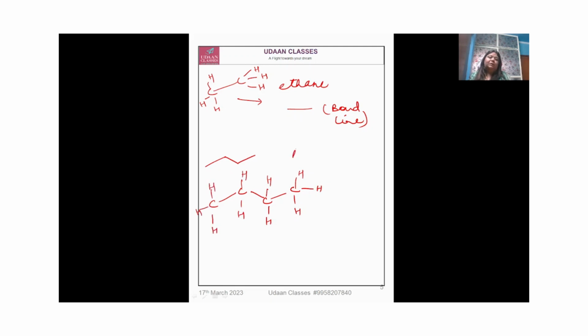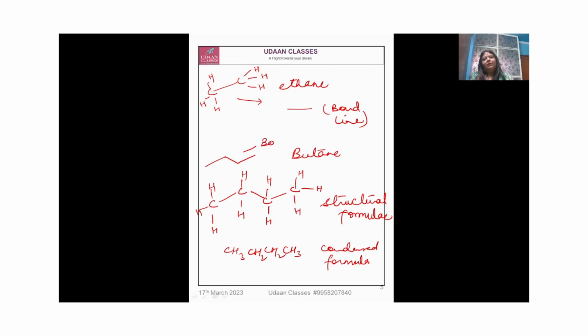So this is my butane, right? This is the structural formula of butane. If I ask you to write the condensed formula for butane, how will you write? The condensed formula will be CH3, CH2, CH2, CH3. That's it. No bonds, no lines. Here it is only the bonds which are being represented, no hydrogen, no carbon atom. So this is the bond line presentation. I hope we are clear, students.